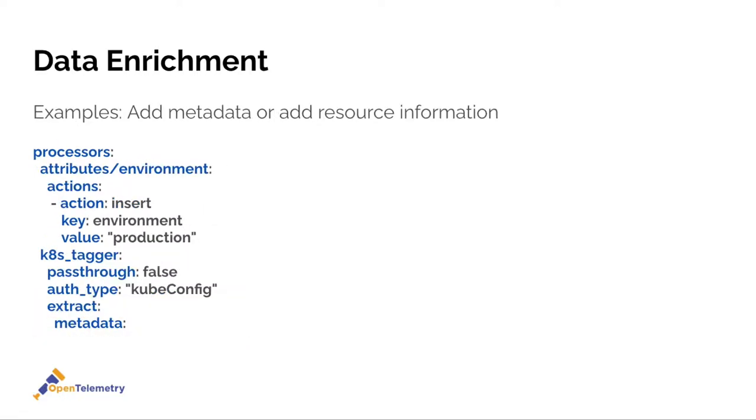Data enrichment is used to add metadata or to add resource information. For example, we can add an attribute called environment with a value of production for all spans that pass through this collector.